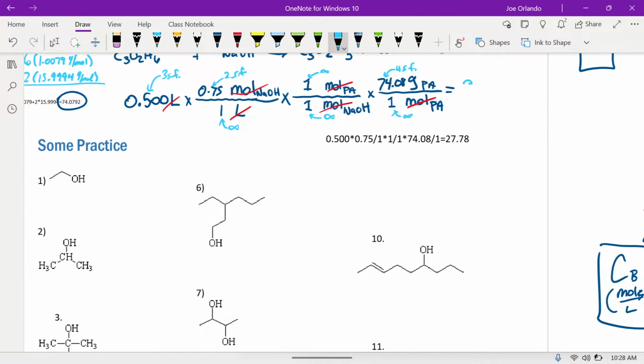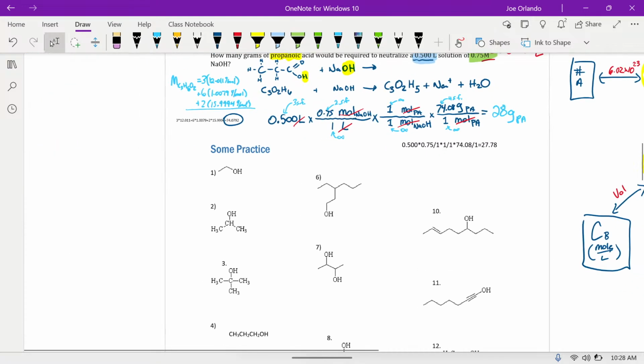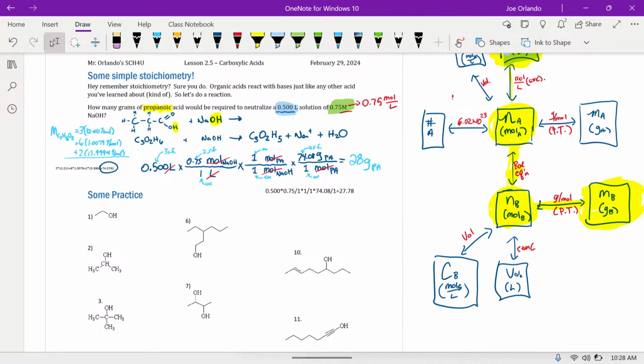2. So the answer is 27. Oh, 27 grams. Of course, I need units. Grams of propanoic acid. Why am I rounding it up? Yeah, good. All right, very good. So the answer then is that if we have a 0.5 liter solution of 0.75 molar sodium hydroxide, 28 grams of propanoic acid should work.